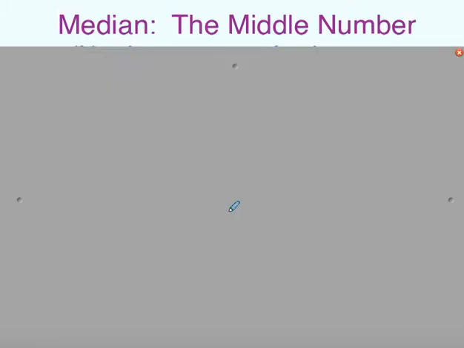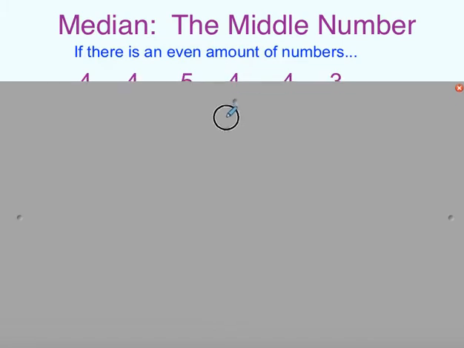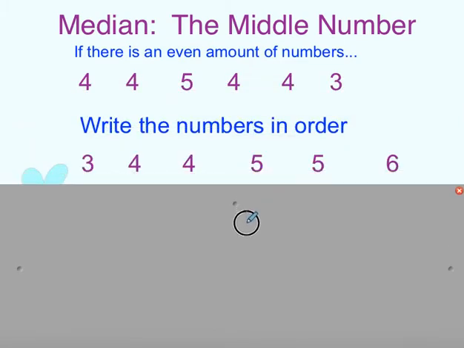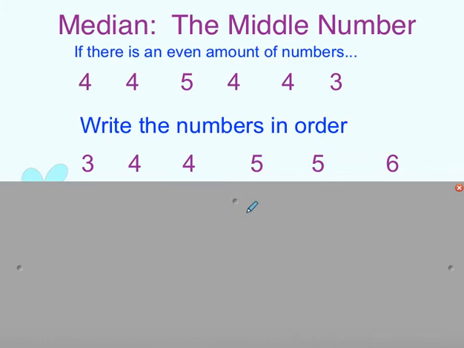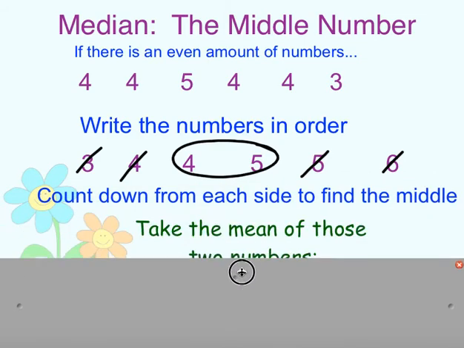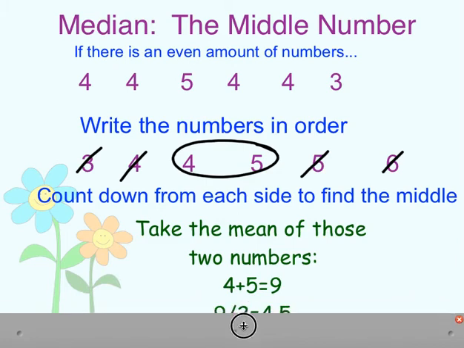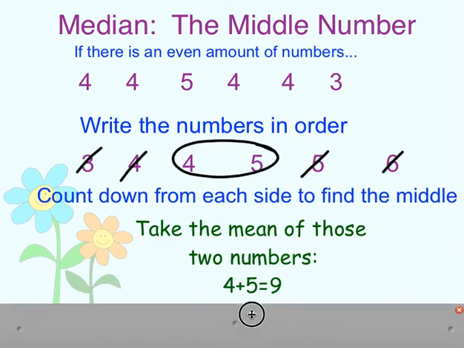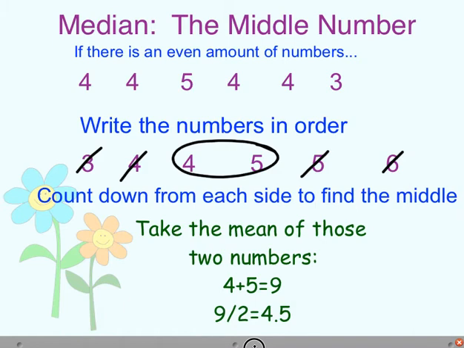But if, by chance, we have an even number of numbers, like this, we write the numbers in order and cross them out, but when we get down to this 4 and 5, if I cross them out, there would be nothing left, so we circle them both. But both 4 and 5 are not my median. What we do is take the mean of those two numbers. So we add 4 and 5 to get 9, and we divide by 2. We find the average of those two numbers, and we see that the median is actually 4.5.